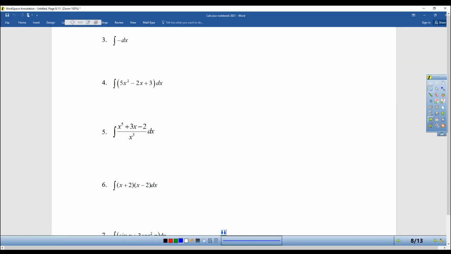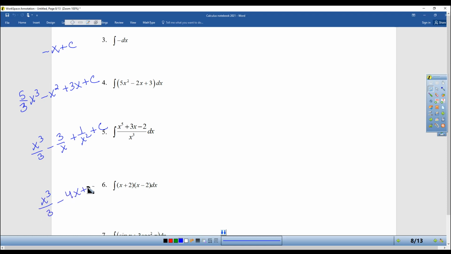There we go. All right, I am going to write off to the side these answers here in case you think, I totally get this, I just want to do it on my own. You go for it. This one is going to be 5/3 x cubed minus x squared plus 3x plus c. This one is x cubed over 3 minus 3 over x plus 1 over x squared plus c. x cubed over 3 minus 4x plus c.